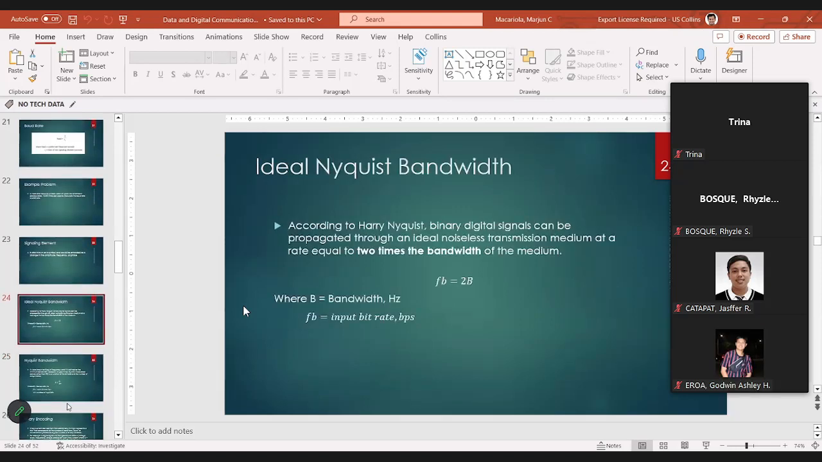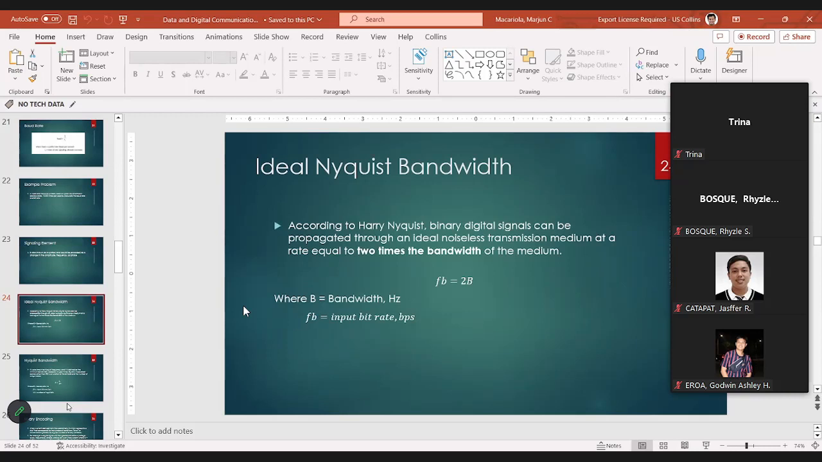Next. During your quiz, I asked you to define bandwidth. Some of you were able to give the basic definition of bandwidth: it is the difference between the maximum and the minimum frequency. When we're dealing with bandwidth, we're dealing with frequency. For some of you, I gave points if you mentioned the unit of frequency, which is hertz.